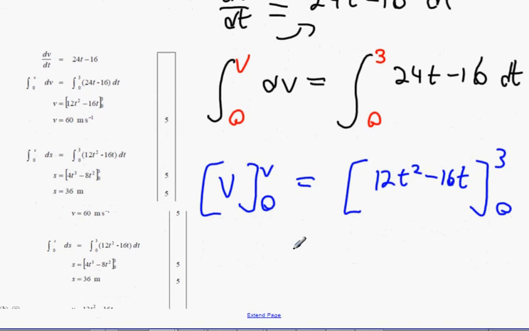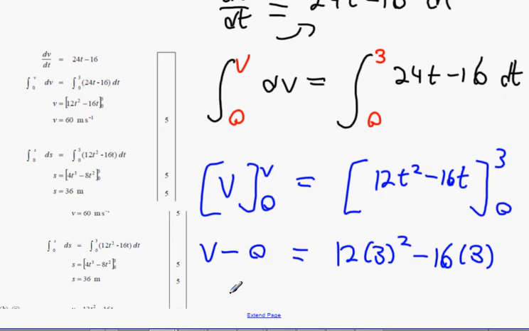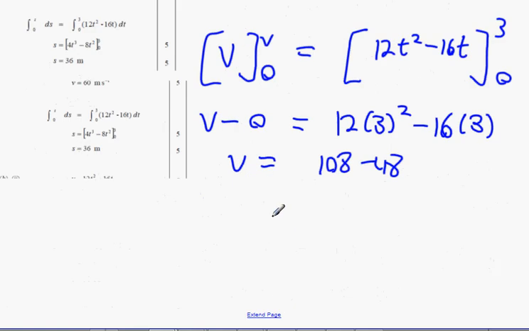And then what we can get here is going to be 12 times 3 squared minus 16 times 3. The second limit doesn't matter, and that's going to be v minus 0. And then we're going to get v equals 108 minus 48, which is 60 meters per second, and that was worth 5 marks.